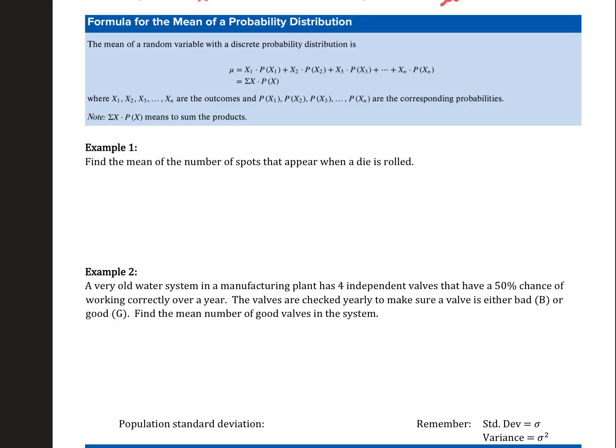So find the mean of the number of spots that appear when a die is rolled. So what are my possible outcomes for that? You roll a dice. What are my outcomes? 1 through 6. 1, 2, 3, 4, 5, 6. What's the probability of each one? We're saying that it's not a loaded dice, so therefore they are all equal. It's fair. So everything is 1/6.